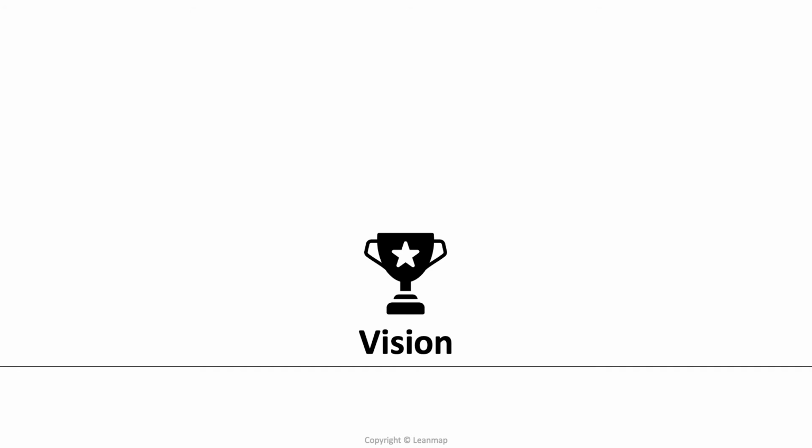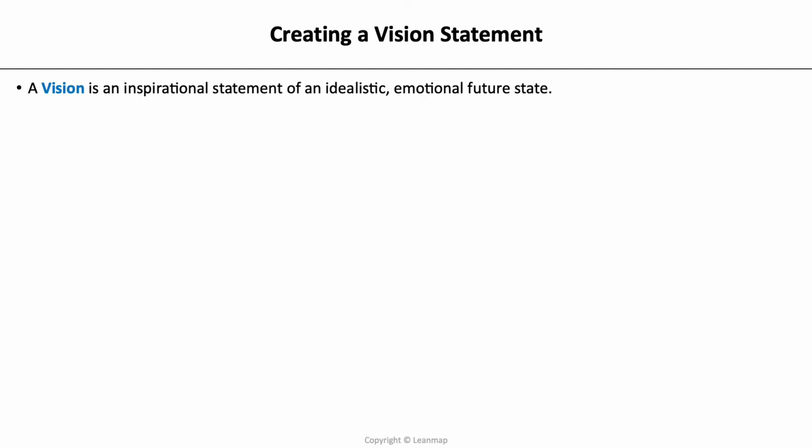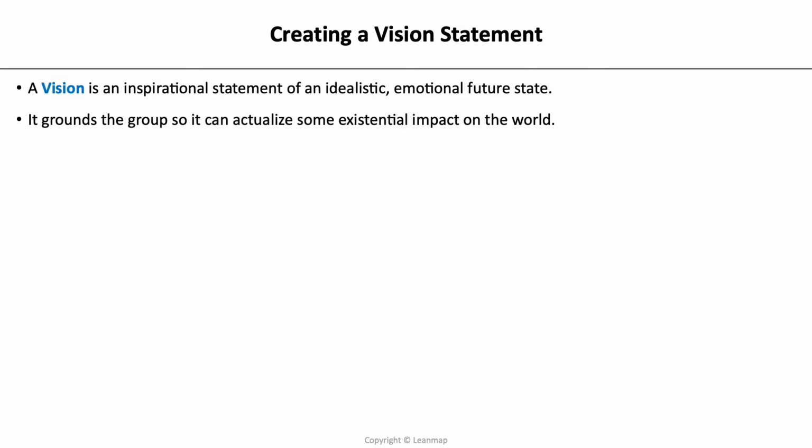Vision. Creating a vision statement. A vision is an inspirational statement of an idealistic, emotional future state. It grounds the group so it can actualize some existential impact on the world. We can say, you can't be what you can't see. So we need to be able to see.